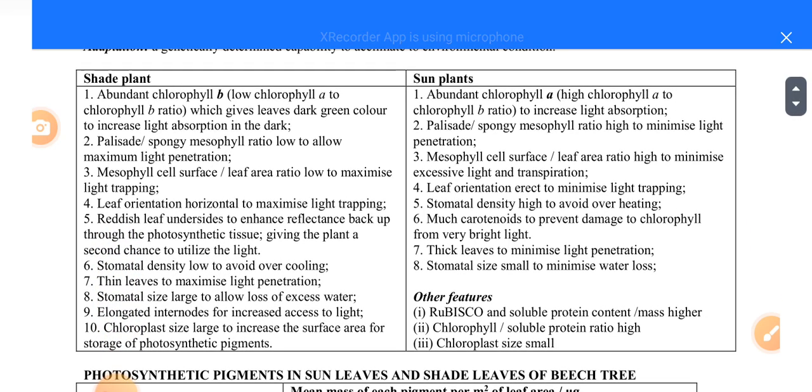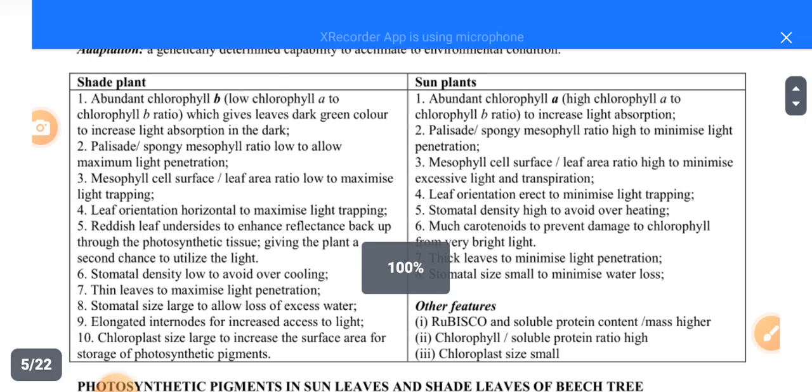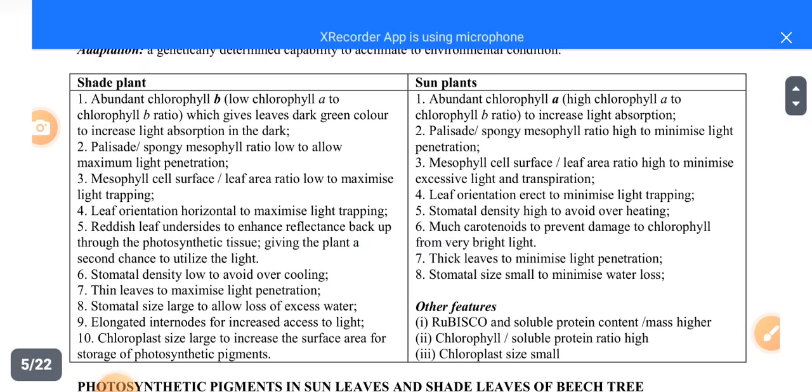So when we talk about the shade environment, our first adaptation of shady plants is abundant chlorophyll B. We are saying that in the shade environment, the plants which live there have a high amount of chlorophyll B, in bracket, a low chlorophyll A to chlorophyll B ratio, which gives leaves a darker green color to increase light absorption in the dark.